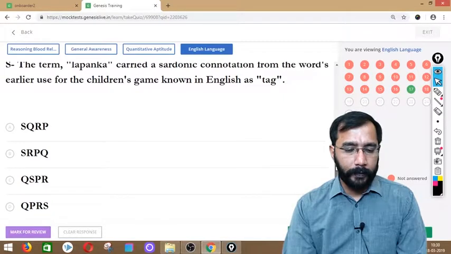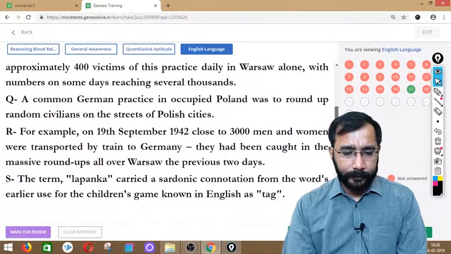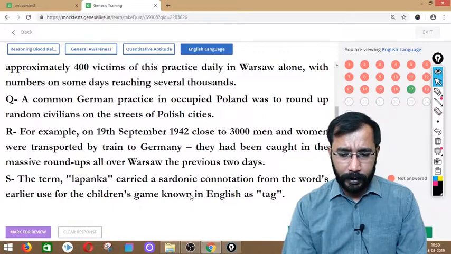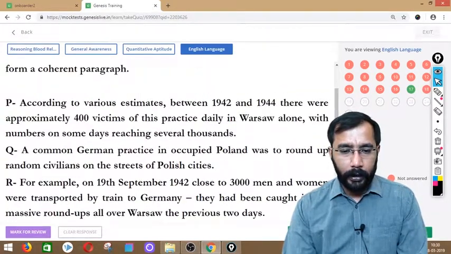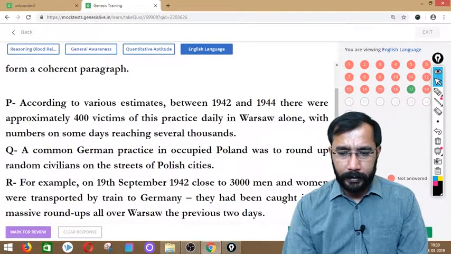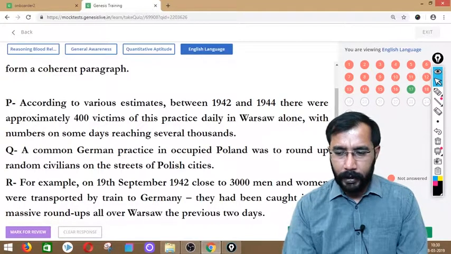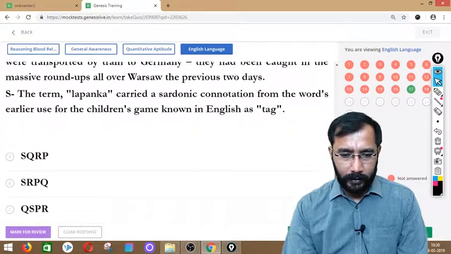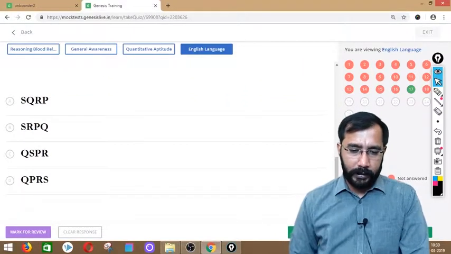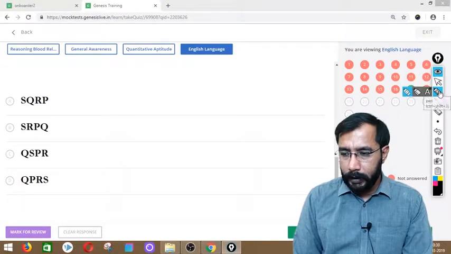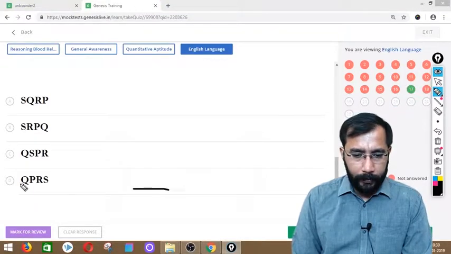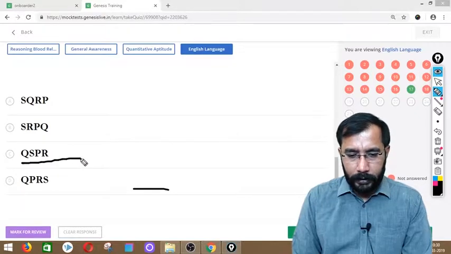QS, after Q, seems to be a logical thing. The other one is QP. According to various estimates, between 1942 and 1944, there were approximately 400 victims. Well, neither does this make sense, so the right answer would be QSPR. So for this particular question, the answer is QSPR, which is option number 3.